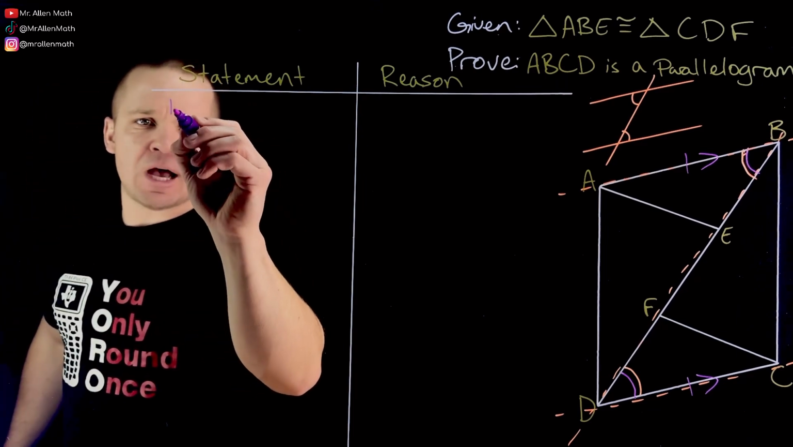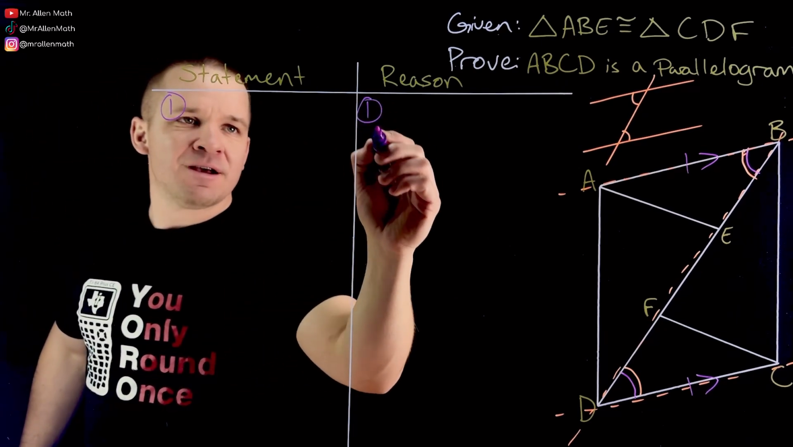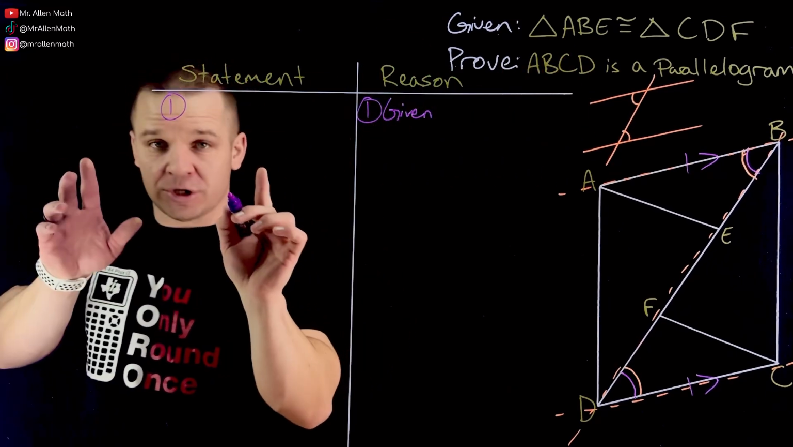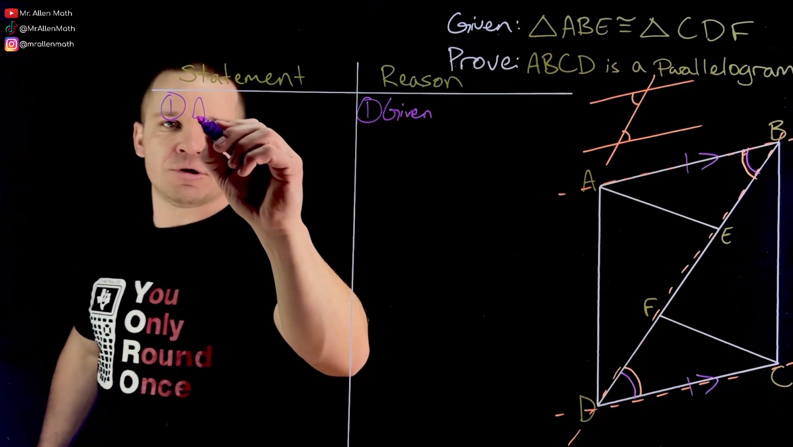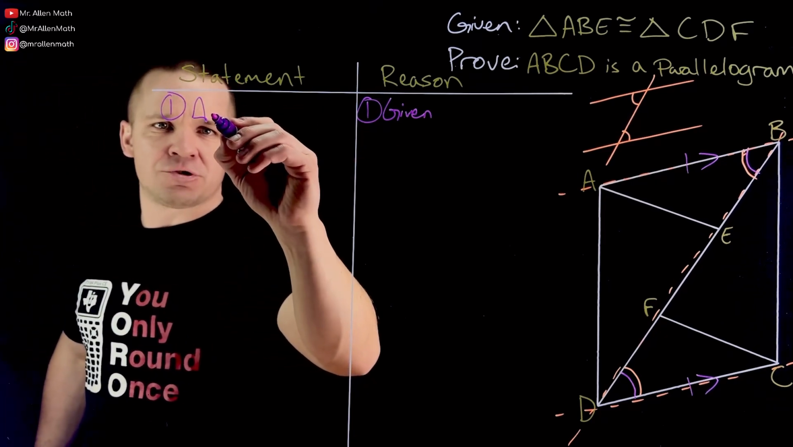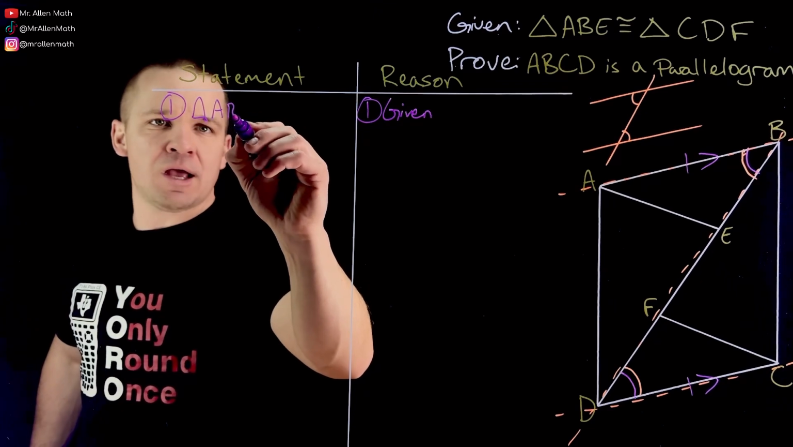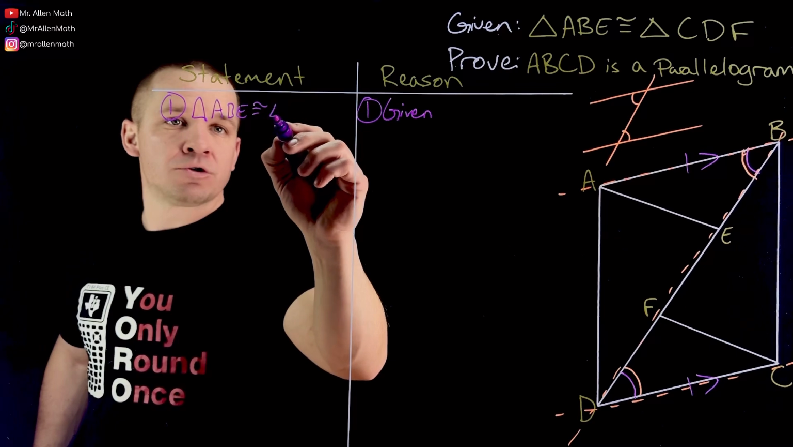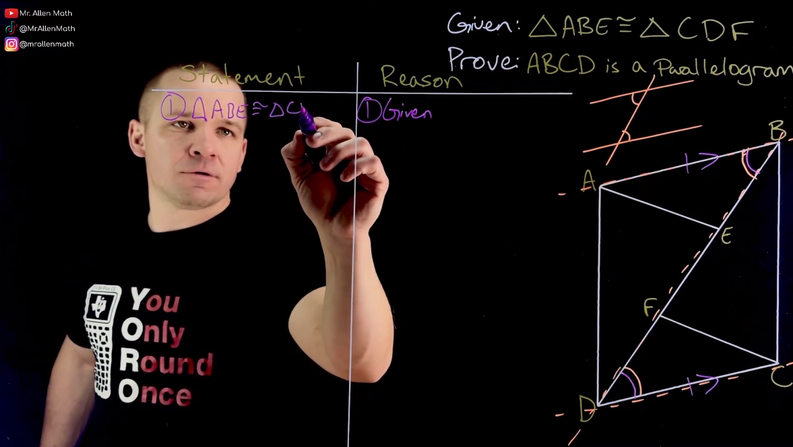I've got my first step, everybody's favorite: the given. Some teachers do want you to write it all out. I often say just draw an arrow, but just in case your teacher is a bit of a stickler here. So this is a triangle, ABE. Triangle ABE is congruent to triangle CDF.